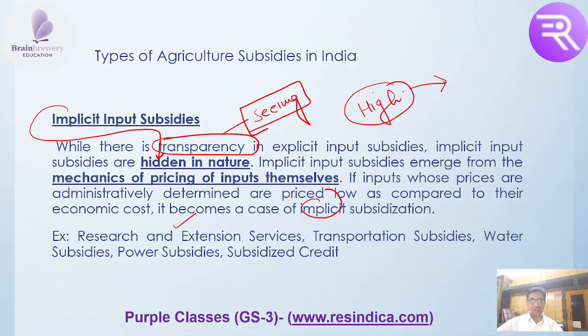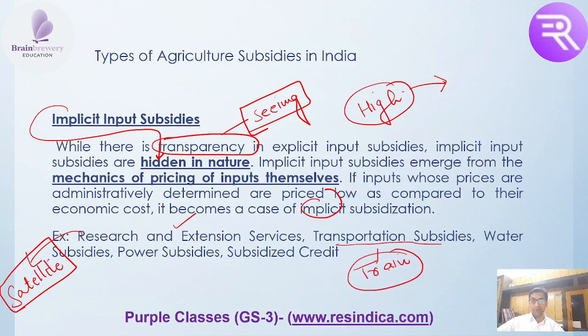Like you are doing research and extension service, you are utilizing satellite data for your crop analysis, aggregates, estimation, and various types of weather related services. Then there are transport subsidies. The government says that if you are transporting your crop by train, you don't have to pay anything. That means the whole transportation cost got saved, right? Water subsidy, power subsidy, then subsidized credits are there. So these are called implicit, these are hidden in nature, right?